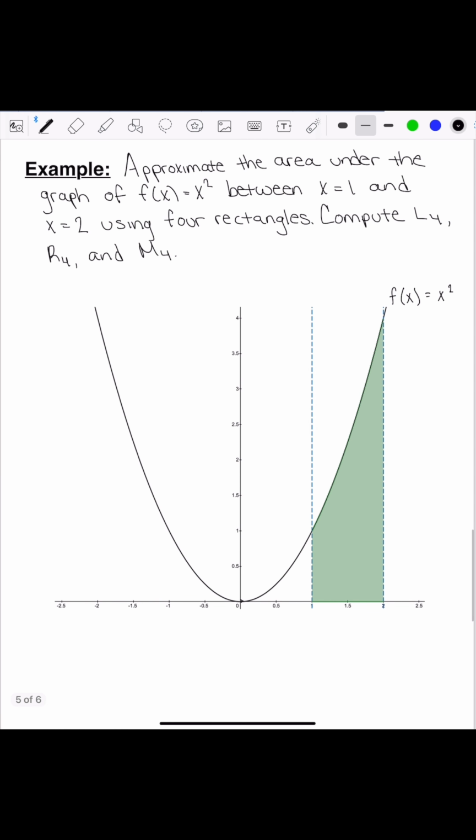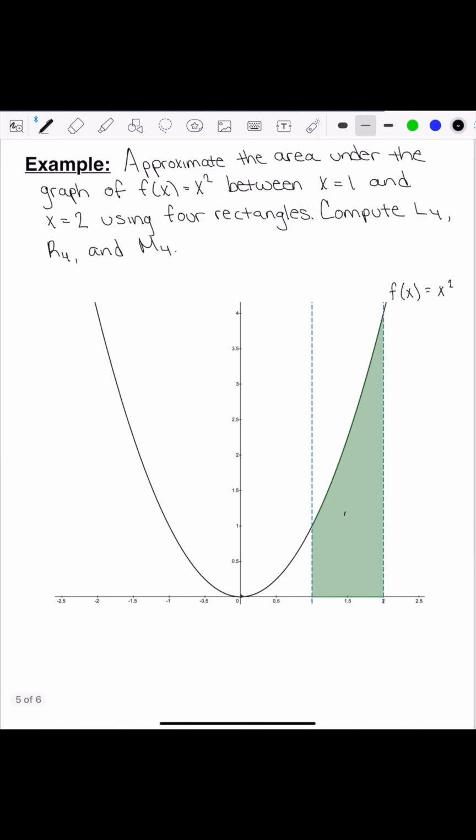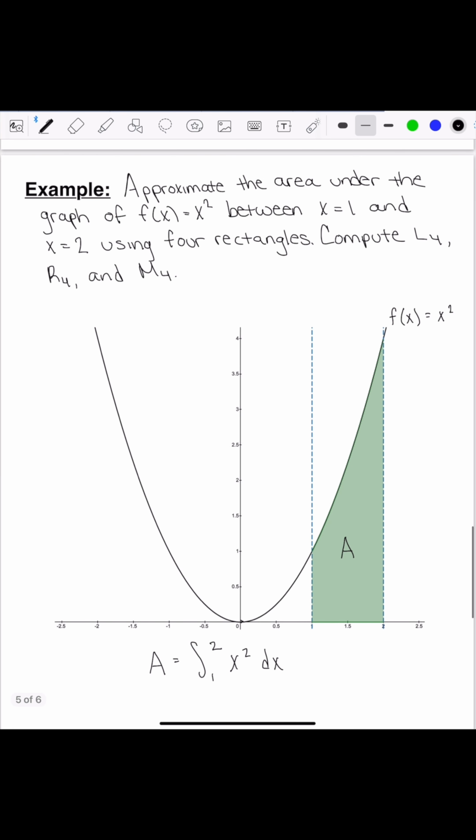Let's first practice writing this in integral notation. Let's call this area A. L4, R4, and M4, using the rectangles, are approximating the area. So that's an approximation for A, an approximation for the integral between 1 and 2 of x squared. And again, we use dx because x is the variable we're integrating with respect to. That's our variable of interest. Our job is to find A, or at least an approximation of A.